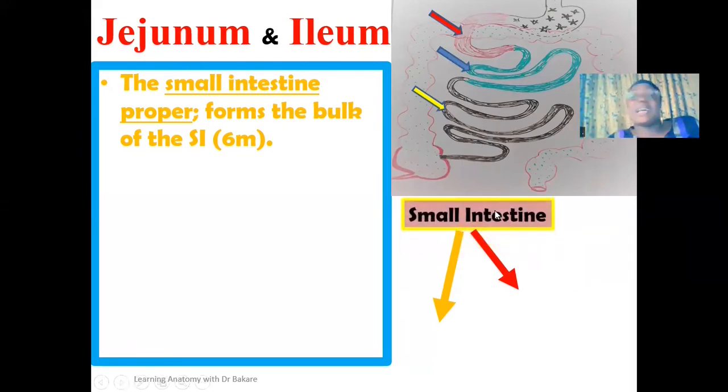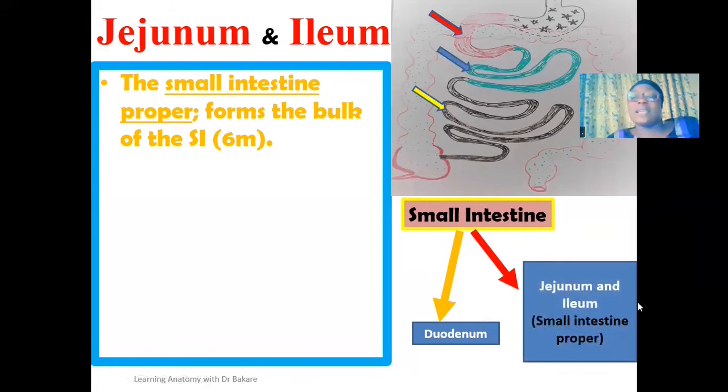The small intestine has 3 subregions, which include the duodenum. This is the duodenum here, which is about 25 centimeters. And from the 6.5 meters of the small intestine, 6 meters is taken up by the jejunum and the ileum, and that is why they are referred to as the small intestine proper.